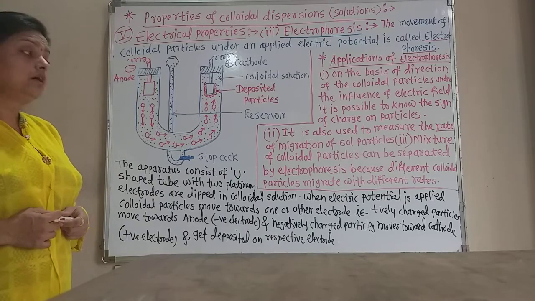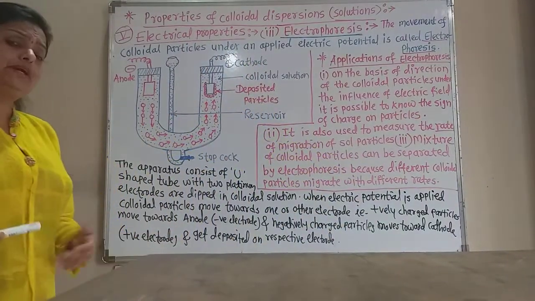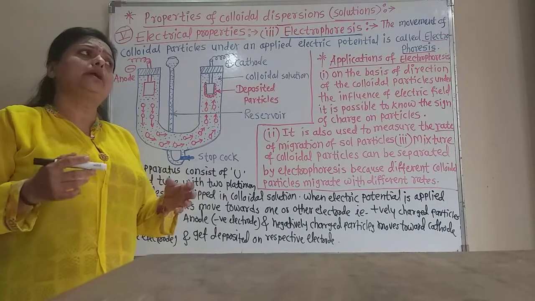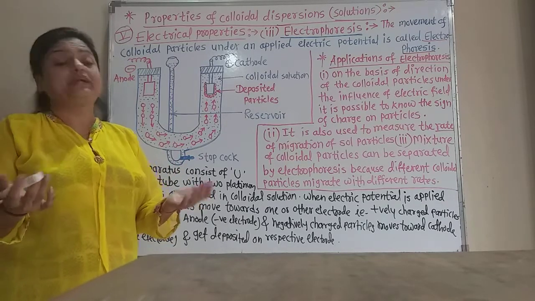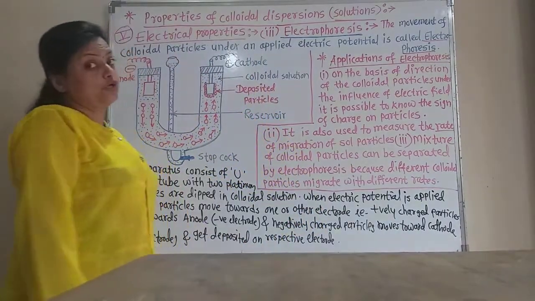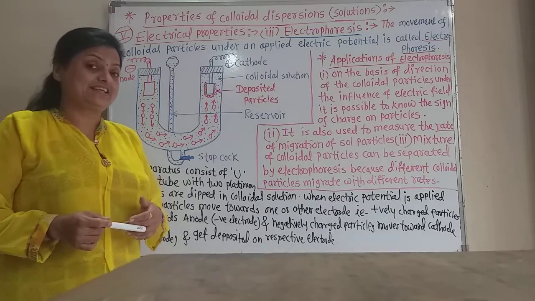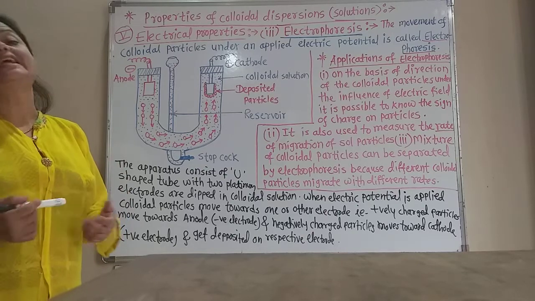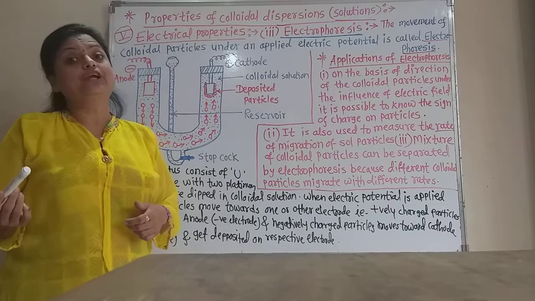Now third, a mixture of colloidal particles can be separated. We can separate the colloidal particle mixture. So if there are many colloidal particles of different charges in the mixture, then we can separate them. A mixture of colloidal particles can be separated by electrophoresis because different colloidal particles migrate with different rates. So the rates of the colloidal particles are different, so we can separate the colloidal particles from their mixture by electrophoresis.